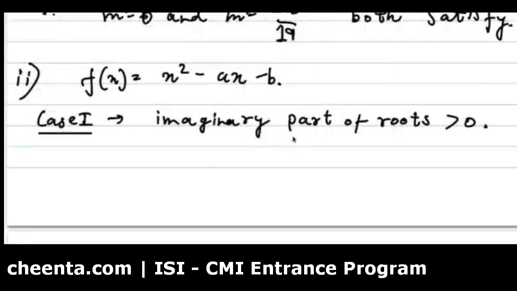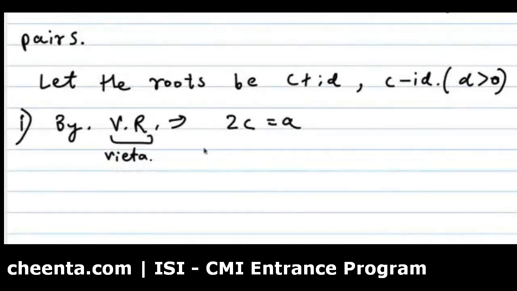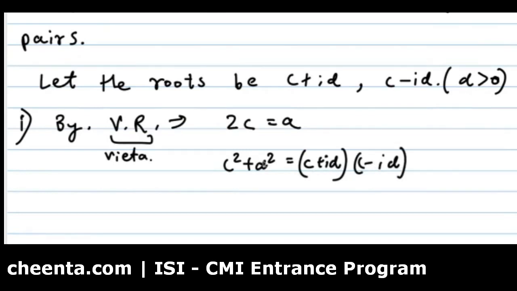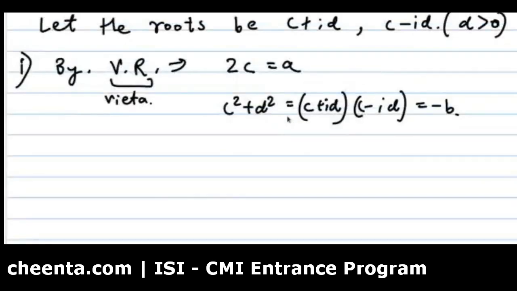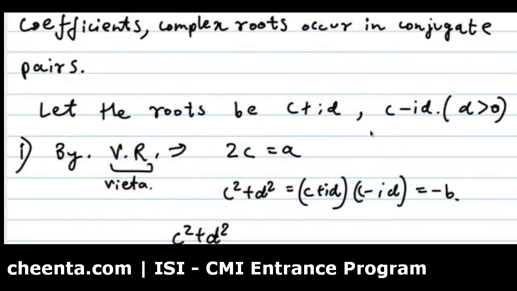If you add them, you get A, and you again get C squared plus D squared. This becomes minus of B, right? And we know that C square plus D square is a, so C and D are both real, right? So over here we'll assume C and D to be real.